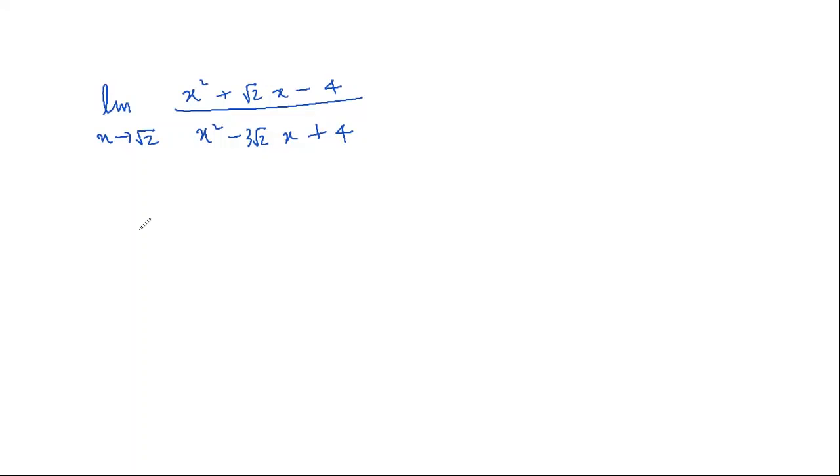I'm waiting for your answer. But only a small challenge. Anybody has a problem in dividing 4 by root 2? 4 is 2 into 2. Then one of the two can be written as root 2 into root 2. So 1 root 2 will get cancelled.